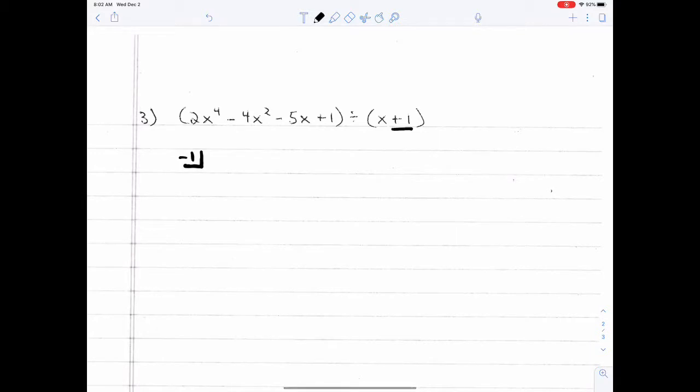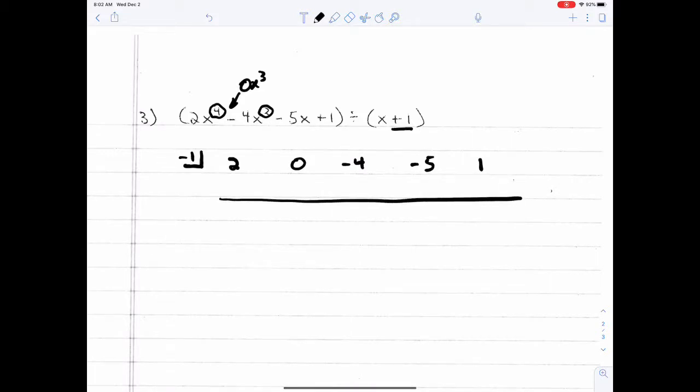And then we put every coefficient. Now, the thing you've got to be careful of here is, notice, this is x to the 4th and this is x squared. Just like in long division, you have to have every exponent represented. So notice we're missing the x to the 3rd. So we've got to include the 0x to the 3rd. So we've got 2. Then 0x to the 3rd, then negative 4x squared, then negative 5x, and 1.